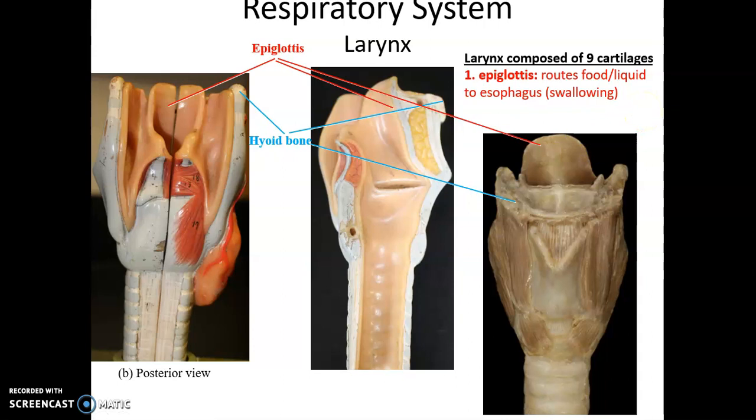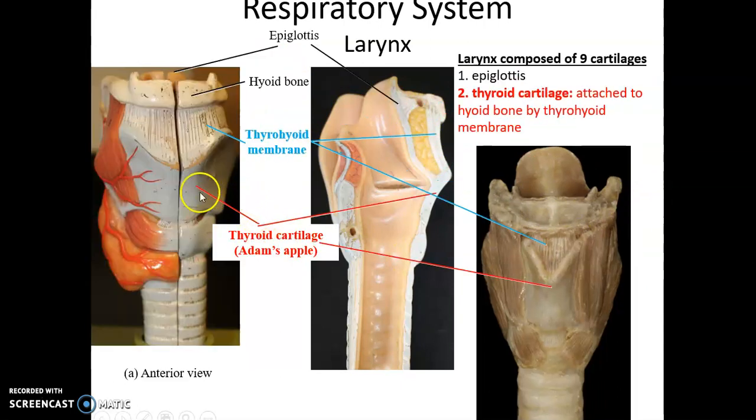The epiglottis will fold down and cover the opening to the larynx when we are swallowing. So the epiglottis folds down, covers the top of the larynx, propelling food to the esophagus rather than into the larynx, which would be bad. The hyoid bone is also an important structure for the larynx because much of the larynx is connected to it.